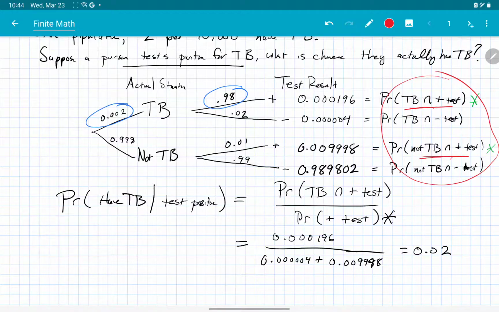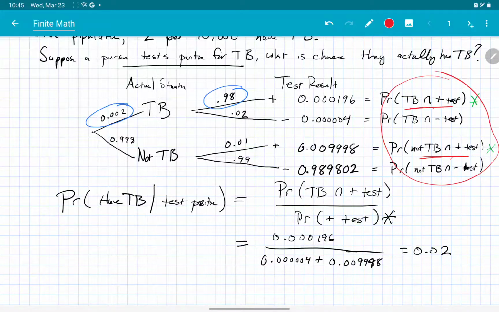And since these four events, TB and positive test, TB and negative test, not TB and positive test, not TB and negative test, those four events are mutually exclusive. Only one of those four can occur, and they add up to all total possibilities, I can just add those probabilities there to find the probability of having a positive test. Does that answer your question?